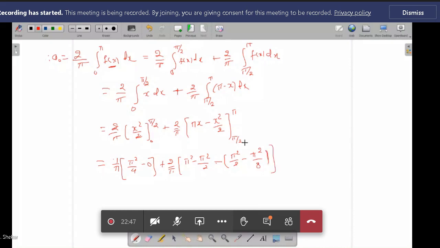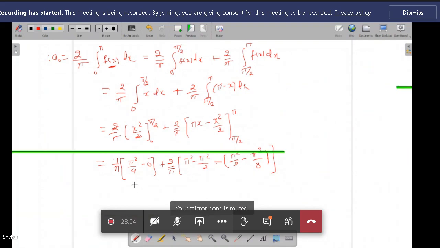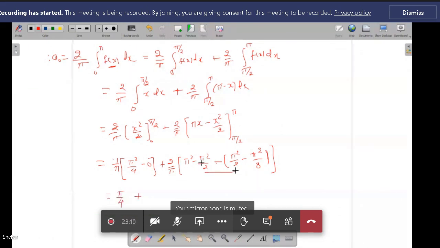Okay, so this is 1 by 2 into pi by 2 whole square. After simplifying, this will be pi by 4, plus when you multiply with 2 by pi, or else we can calculate, this is pi square by 2 minus pi square by 2. So these two terms give you pi square, with negative. I'll write one more line: 2 by pi square, so pi square by 2 minus pi square is minus pi square, minus into minus plus pi square by 8. So these two terms again cancel to 0.